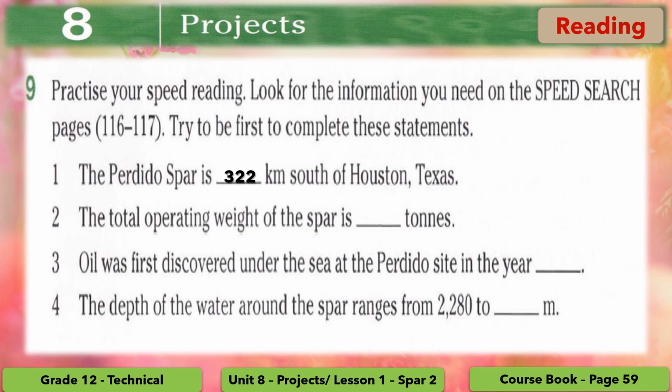Number 2, the total operating weight of the Spar is 45,360 tons. Number 3, oil was first discovered under the sea at the Perdido site in the year 2002. And the last one, the depth of the water around the spar ranges from 2,280 to 3,050 meters. Well done.